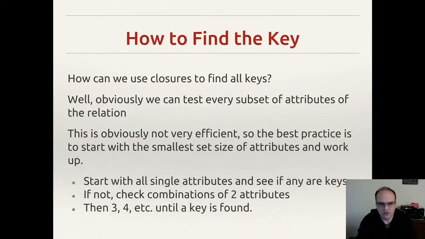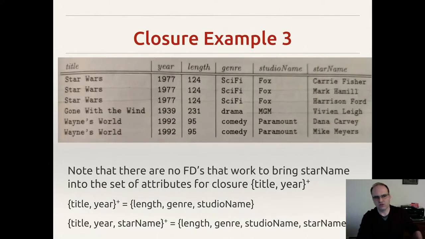So the easiest way to do that, instead of just arbitrarily doing it, is that we're going to start with the smallest set size of attributes. So we're going to initially do just individual ones. So title, okay, didn't work. Year, didn't work. Length, didn't work. Genre, didn't work. Studio name, didn't work. Star name, didn't work. Okay, now we're going to do combinations. Title and year, didn't work. Year and length, doesn't work. We're going to go through that. Eventually, we'll get to combinations of 3, and that will lead us to title, year, and star name, and that would be our minimal key.